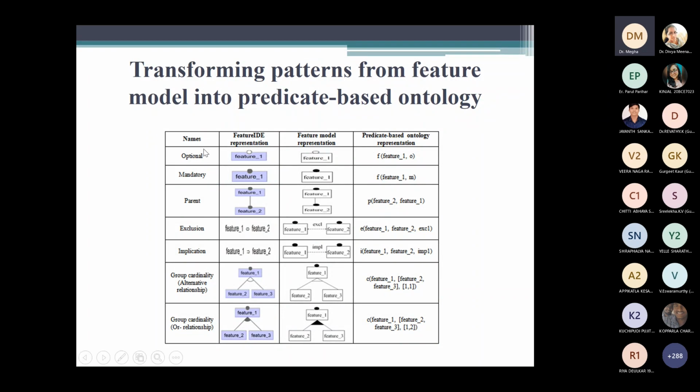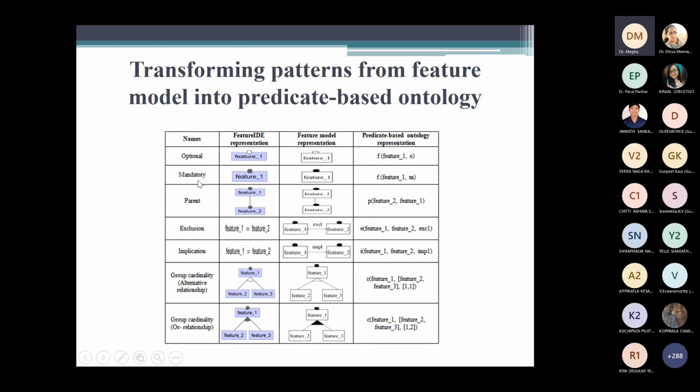I will just explain one or two types of relationship. Let's start with the first one. The first relationship is optional. When we have this optional relationship in the FeatureIDE tool, it looks like this. We have this feature 1 with the optional feature over here. The same can be represented as a feature model for our own understanding, and then this has been converted into a predicate. This F represents the relationship, where Feature 1, comma O, are basically the objects. What is the meaning of this predicate? Feature 1 is a feature which is optional. O stands for optional.